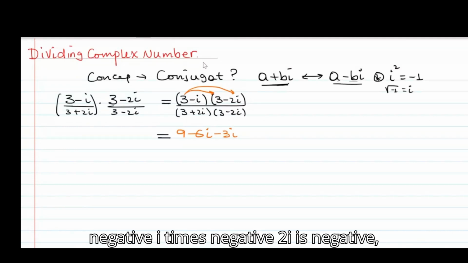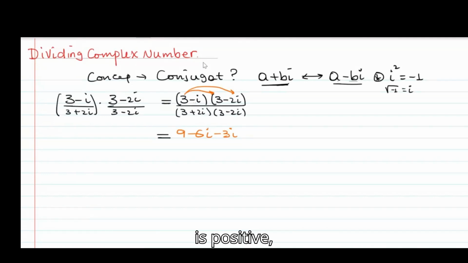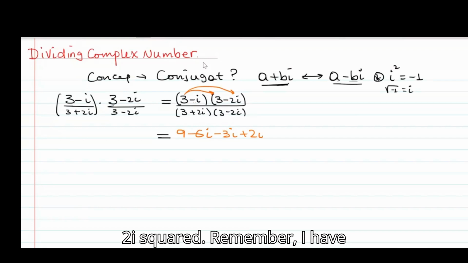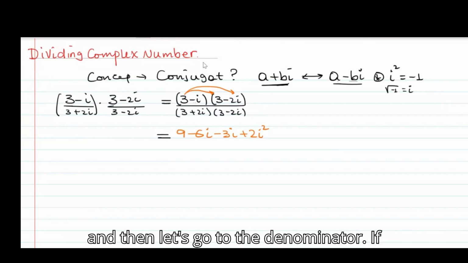Okay, and then negative i times -2i is negative times negative is positive. 2i times i is positive 2i squared. Remember, I have i here, I have i here. i times i is i squared. Okay, now leave it at that for a moment, and then let's go to the denominator.